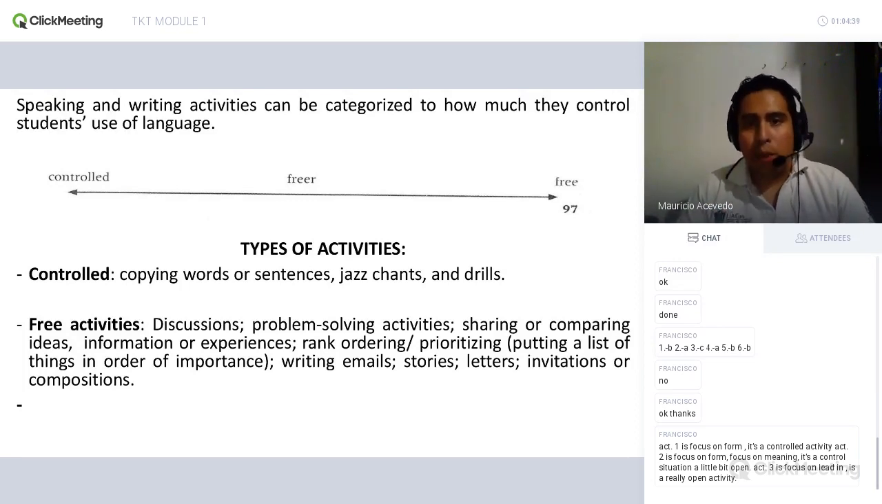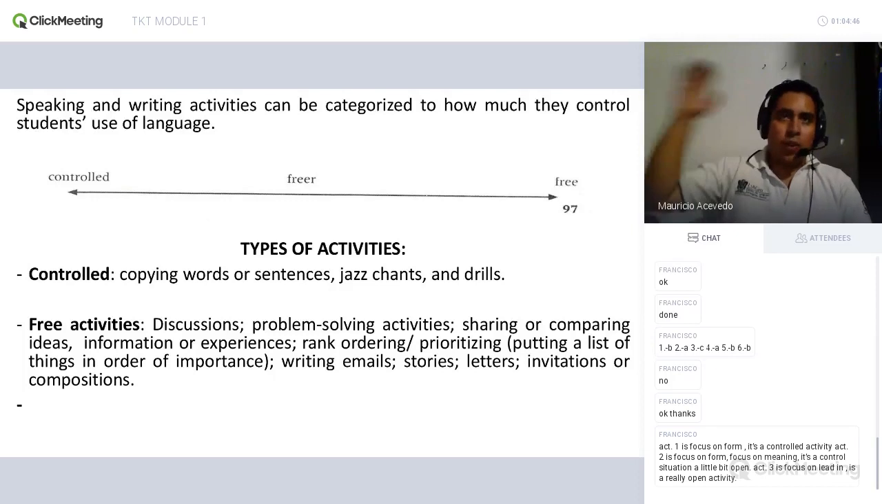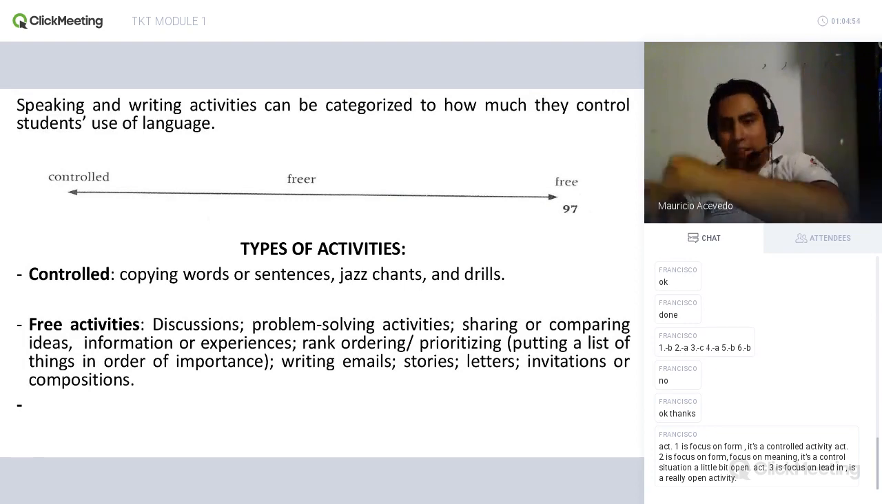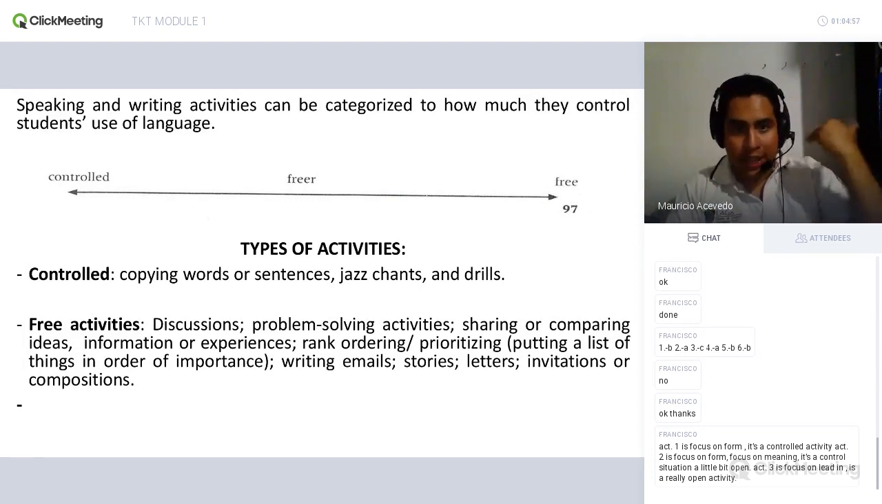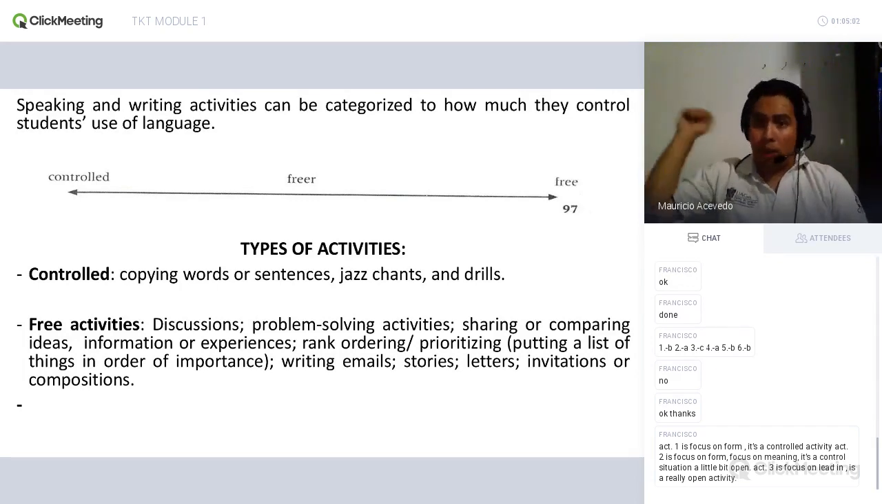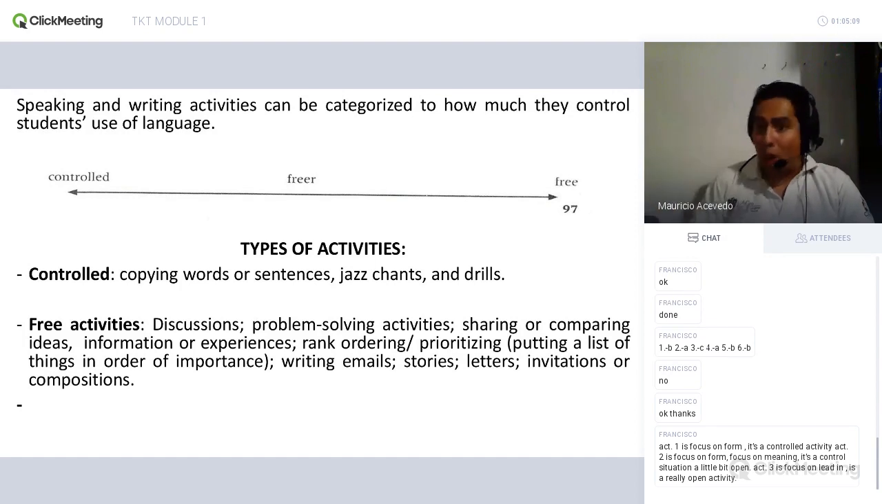Rank ordering, prioritizing, putting a list of things in order of importance. For example, you ask them to tell you what is the most important activity in a day. Go to school, number one. Number two, take a shower. Or I don't know, you know what I mean? So they are prioritizing, but you don't know the answers and you don't put them on the board. They need to give them by themselves, otherwise it's not a free activity, because if you give them the option, it's a partial free activity, so you need to wait for the students' answers.